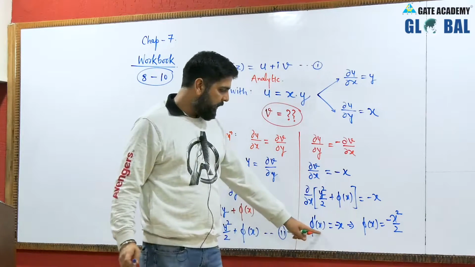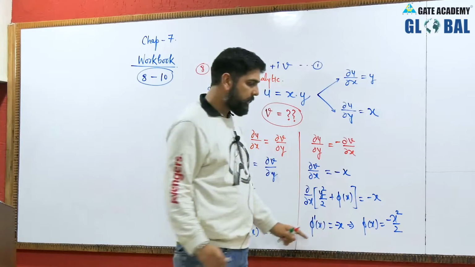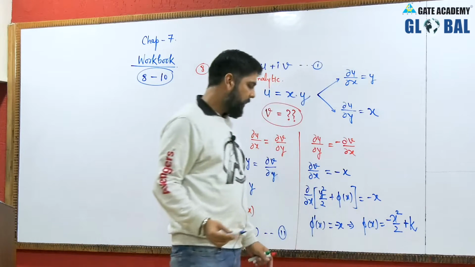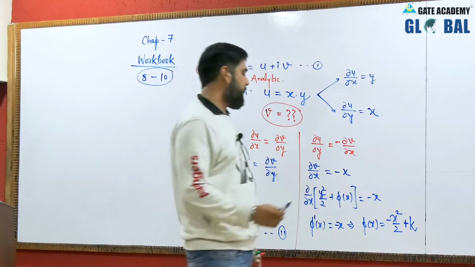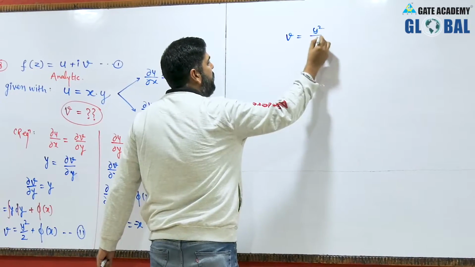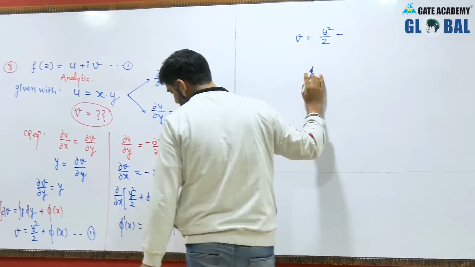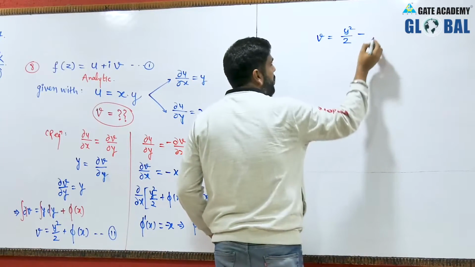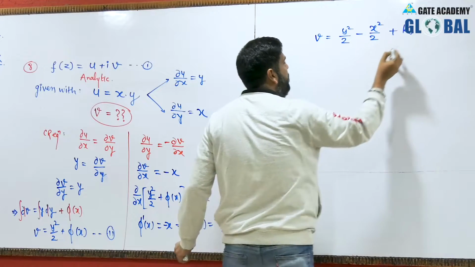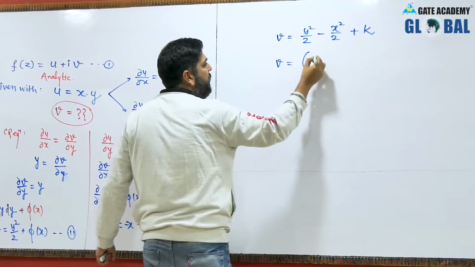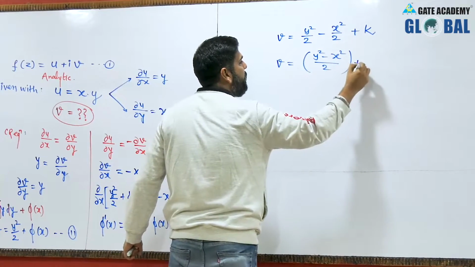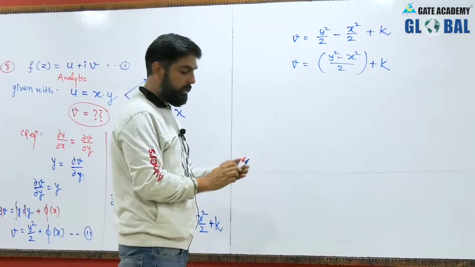See, by integrating, the integration of x is nothing but x square by 2, but here we are having the integral constant and it is nothing but k. So from equation number 2, put the value of phi x. So what you will get is v is equal to y square by 2 minus x square by 2 plus k, or we can say v is equal to y square minus x square whole divided by 2 plus k. So this is nothing but the imaginary part.